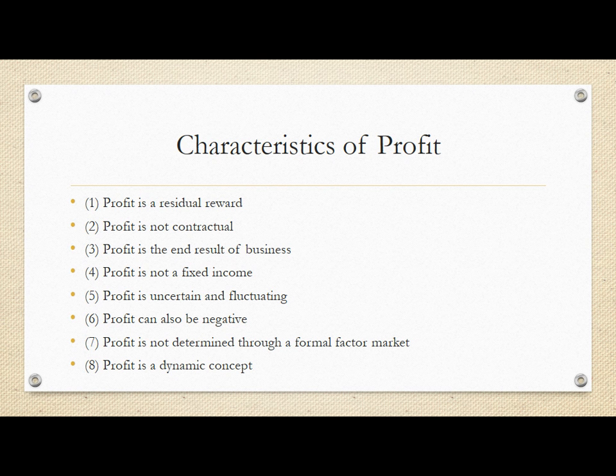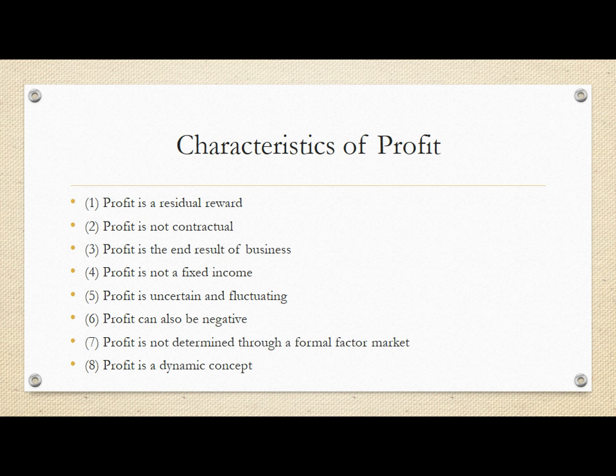Third, profit is the end result of business. Other factor rewards such as rent, wages and interest are received by their agents during the process of production. Profit is realized by the entrepreneur only after the completion of the business, that is, after completing the sales and meeting all the expenses. Fourth, profit is not a fixed income. All other factor incomes such as rent, wages and interest are predetermined and fixed. Profit being a residual income cannot be fixed in a predetermined manner.